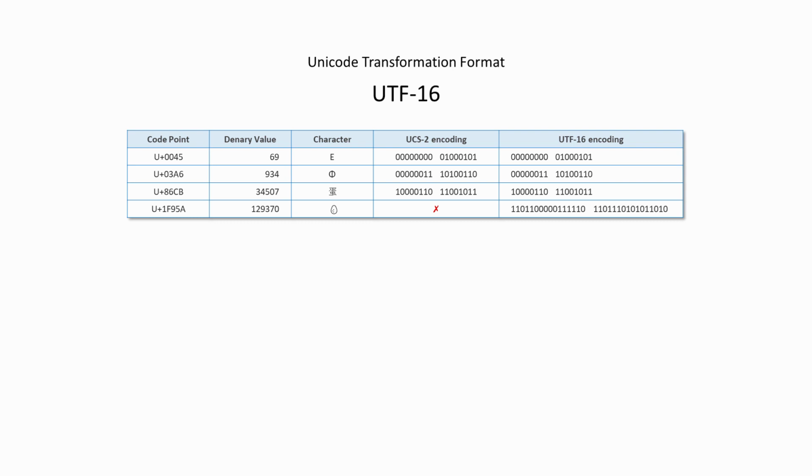A 32-bit encoding in UTF-16 is not, however, a straightforward conversion of the code point into binary. Some of the bit positions are allocated for control bits. The first group of 16 bits is referred to as the high surrogate, and the second group of 16 bits is referred to as the low surrogate. The word surrogate literally means substitute or replacement.